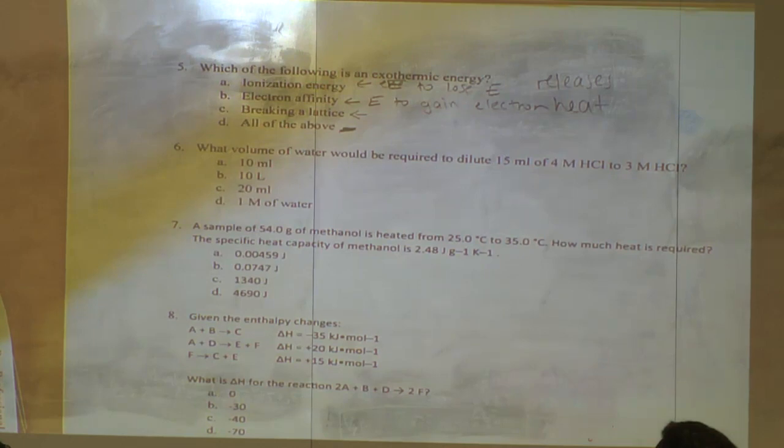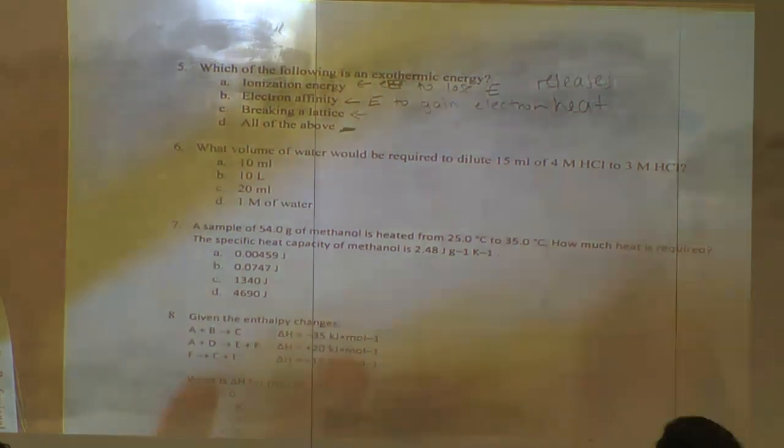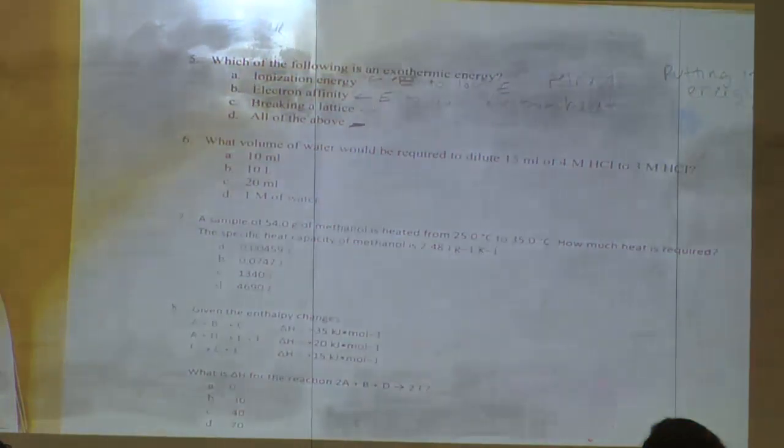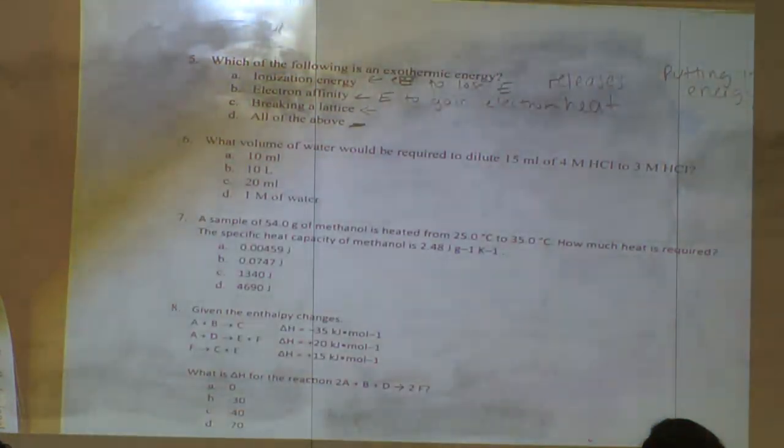You need to put in energy. So if you're putting in energy, is that endothermic or exothermic? Endo. You're putting in energy. So just think of it like that. They attract each other. So to pull them apart, they're kind of going to resist, so you're going to need to put in energy. Now, electron affinity, energy required to gain an electron.